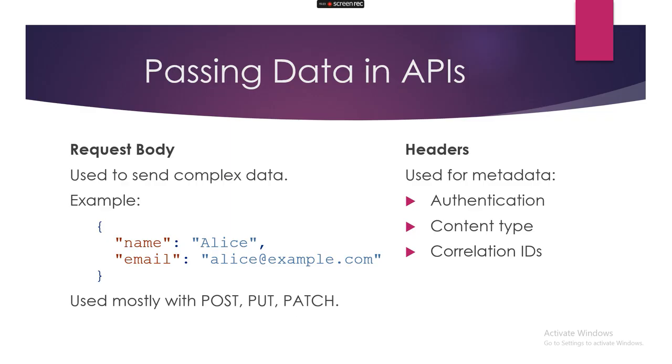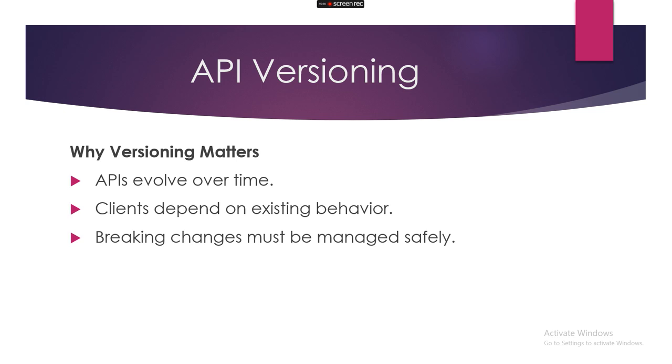So those are the four main methods of passing data into your API. The next thing we're going to talk about here is API versioning.